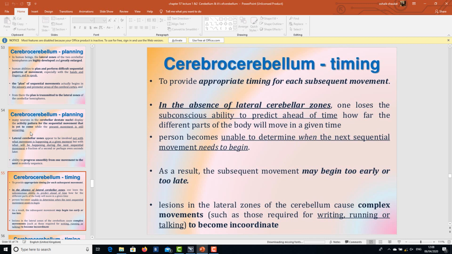In the absence of lateral cerebellar zones, one loses the subconscious ability to predict ahead of time how far the different parts of the body will move in a given time. Person becomes unable to determine when the next sequential movement needs to begin. As a result, the subsequent movement may begin too early or too late. Lesions in the lateral zones of the cerebellum cause complex movements such as those required for writing, running, or talking to become incoordinate.